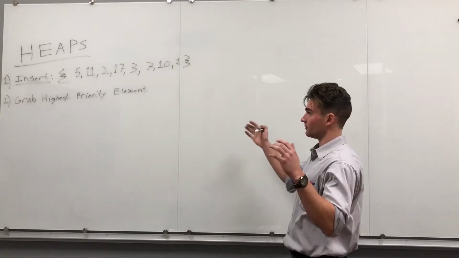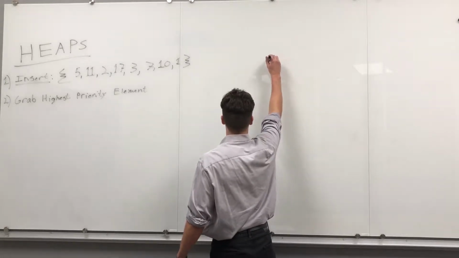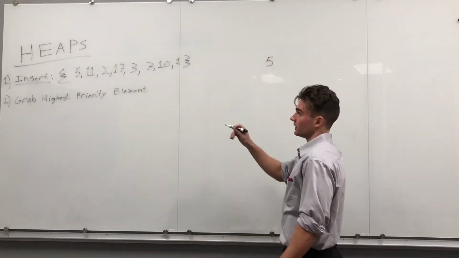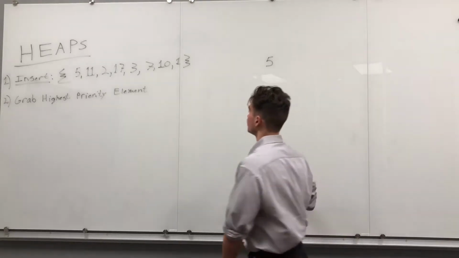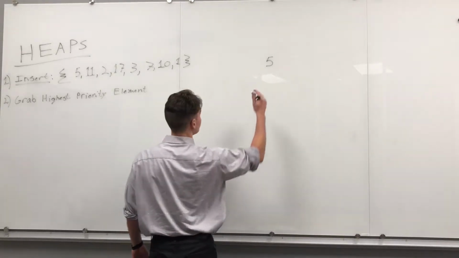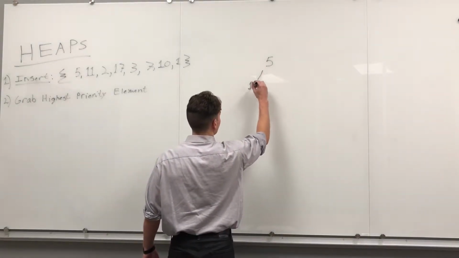First off, we have an empty heap. Now we're going to start off with 5, which is going to go at the root, you guessed it. 11 is coming in, and by the way, we're going to prioritize low elements, so it's a min heap. 11 comes in, and because 11 has lower priority than 5, we can keep it right where it is.